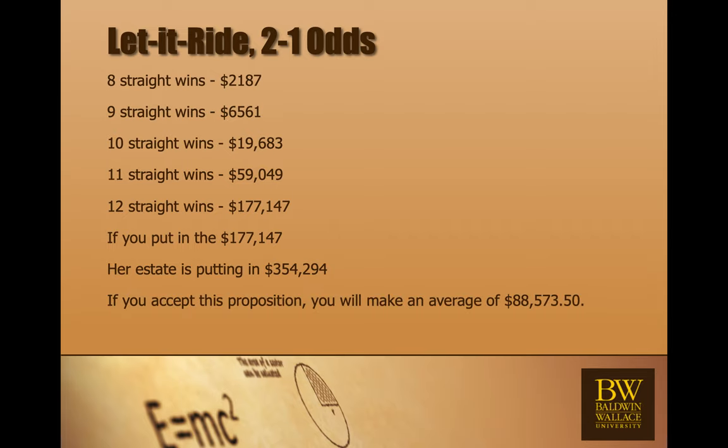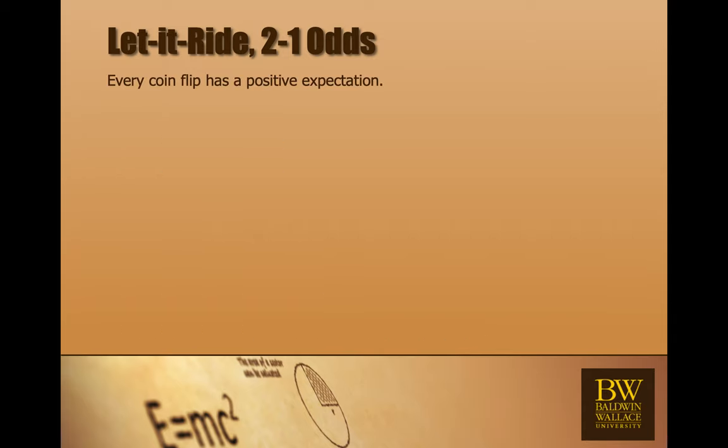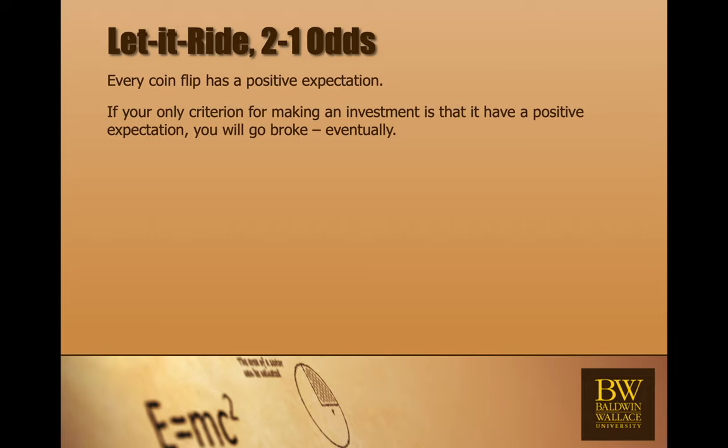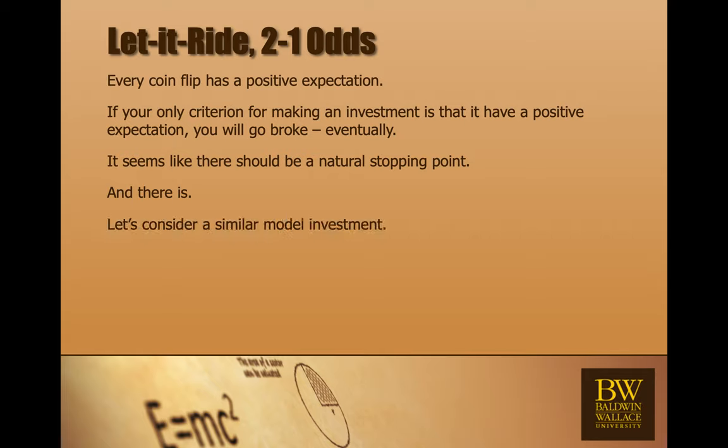This seems like a good deal. If you accept this proposition, on the average, you're making $88,000. $88,500 if you play one more time. Every coin flip is a good deal. You can calculate it. If your only criterion for an investment is that it has a positive expectation, you're going to go broke because every coin flip has a positive expectation. It seems like there should be some point where you stop. And there is. And we can calculate it, or at least estimate it.